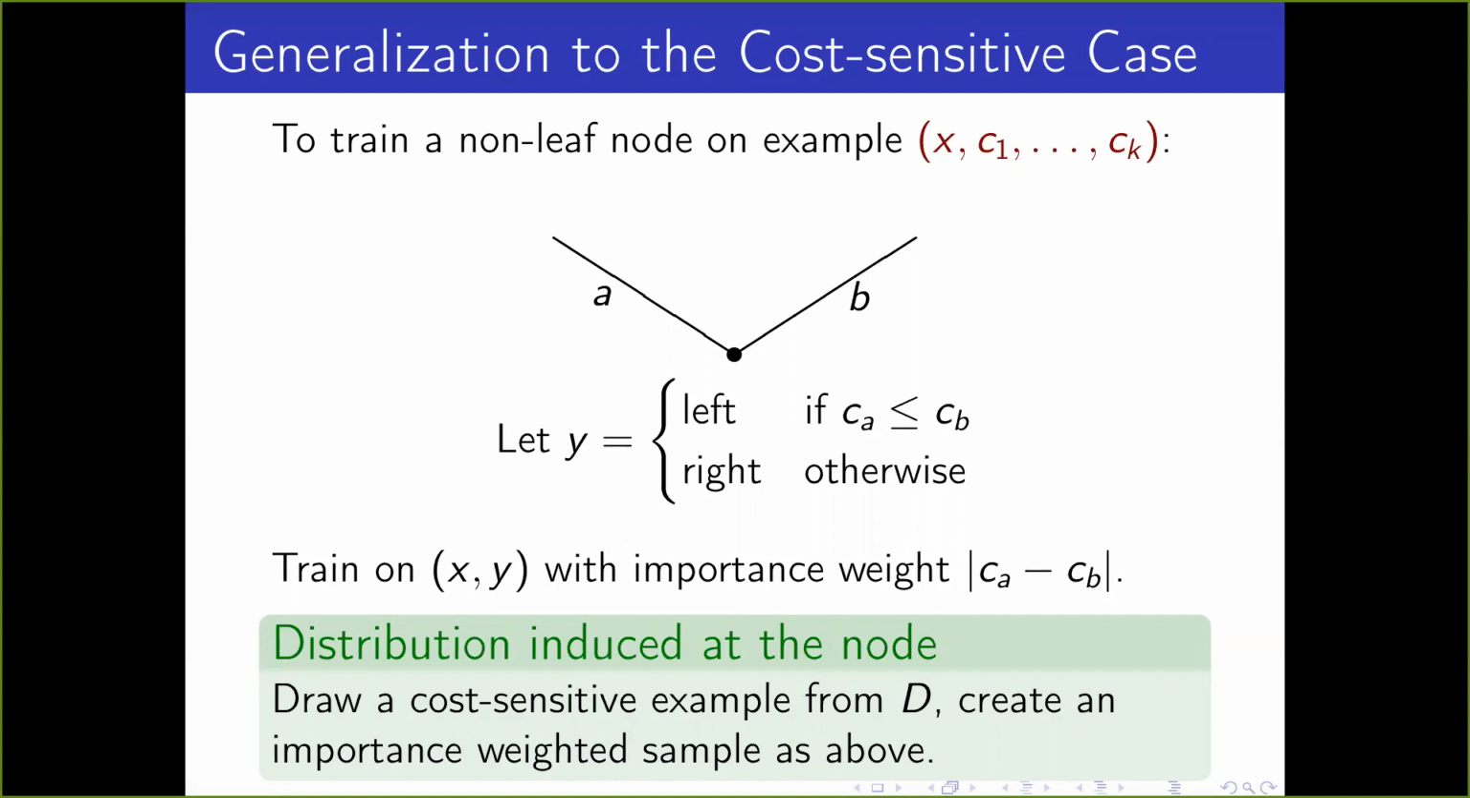So starting from the node which is closest to the leaf, we know which class the leaf corresponds to, and so we know what the costs of those two classes are. That's the cost of A versus the cost of B. So we can compare those, and say you're supposed to go left if the cost of A is less than the cost of B, and right otherwise. So we have our class label, left or right. And then the importance weight of getting this correct is equal to the difference in the costs, which controls how important it is to get this example correct.